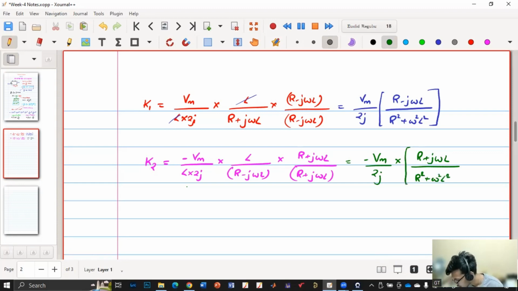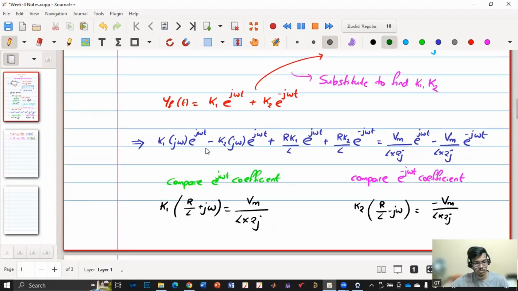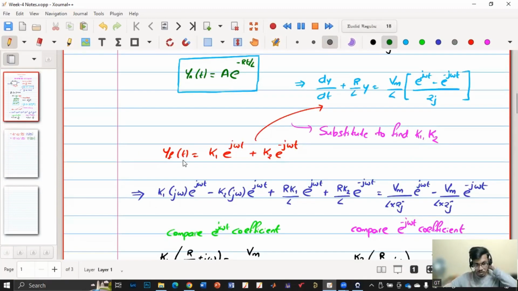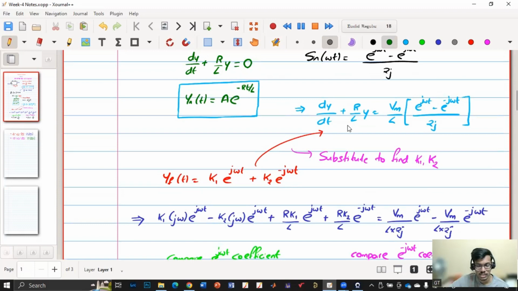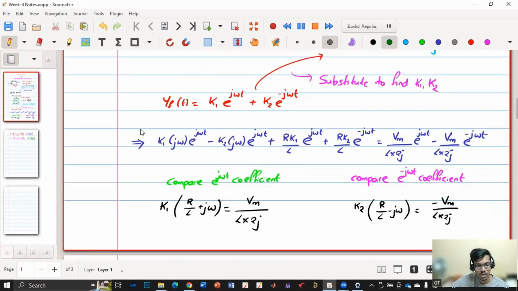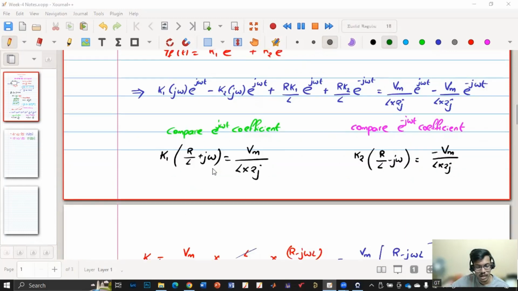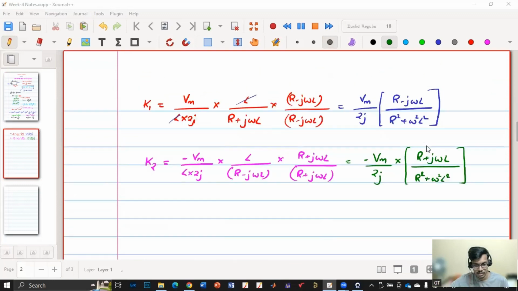I have just calculated K1 and K2. I have assumed this forced input because I know from last week, whatever we have discussed, that the forced input will be in this format. And as the forced input should satisfy the given equation, I have substituted there. After substituting, I got a complicated expression. Then I know I can compare e to the power j omega t terms on LHS as well as RHS. From there, I got K1 and K2, and I have written in this format.